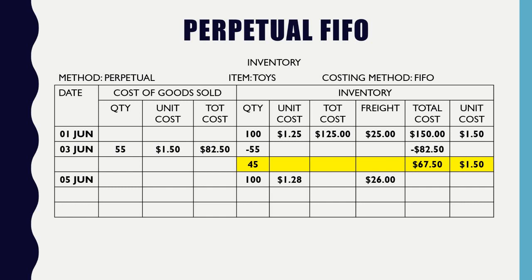So now we're introduced to a second batch. So we're going to calculate this. So 100 items at $1.28 is going to give me 128 plus 26, which gives you 154. Okay. Then we're going to divide to find the cost per item, which is going to be $1.54.